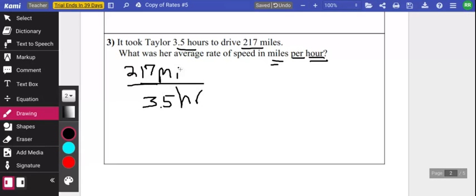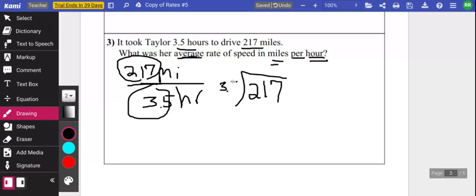To get the unit rate or the average rate of speed, take top divided by bottom. So 217 divided by 3.5. I see a decimal outside the division bracket, which I can't do. And so I need to move the decimal one place to the right. If I move it one place to the right on the number outside, I must also do that with the number inside as well. So you may be saying, I don't see a decimal. Well, if you don't see it, it's after the last digit that you do see.